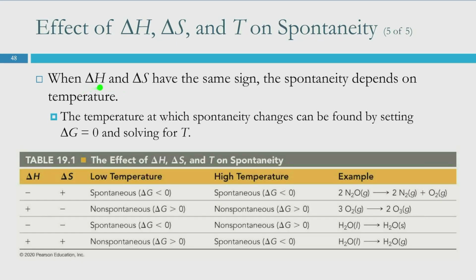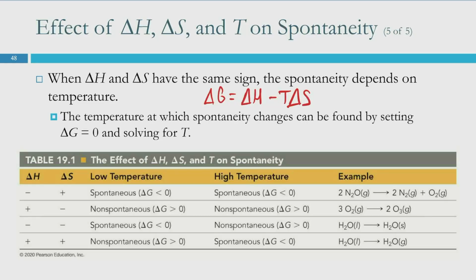So when our change in enthalpy and our change in entropy have the same sign, spontaneity depends on the temperature. It's either going to be spontaneous at high temperature or at low temperature. We can also find the temperature where spontaneity changes by setting our change in Gibbs free energy to 0 and solving for T. For all of these, if you use this equation, you could come up with whether it's spontaneous or not, or under what conditions.